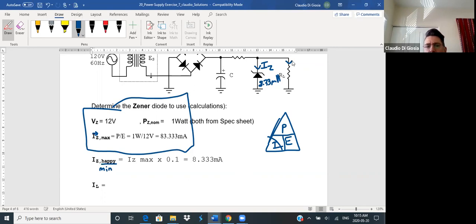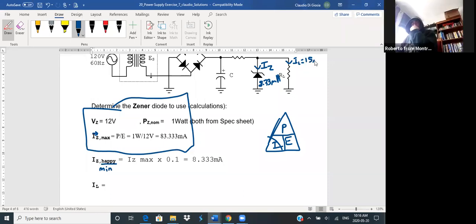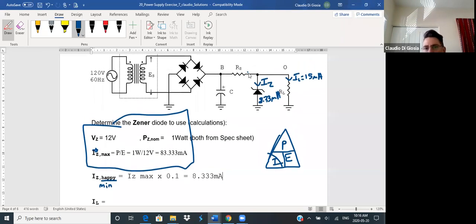And we had an IL of, what was the IL? Who can give me that value again? 15 milliamps? Yeah, 15. Okay, so we have the load that needs 15 milliamps. We have the Zener that needs a minimum of 8.33 milliamps. Otherwise, it can't maintain the 12 volts across the load. And then eventually, with that, we're going to get the IT.